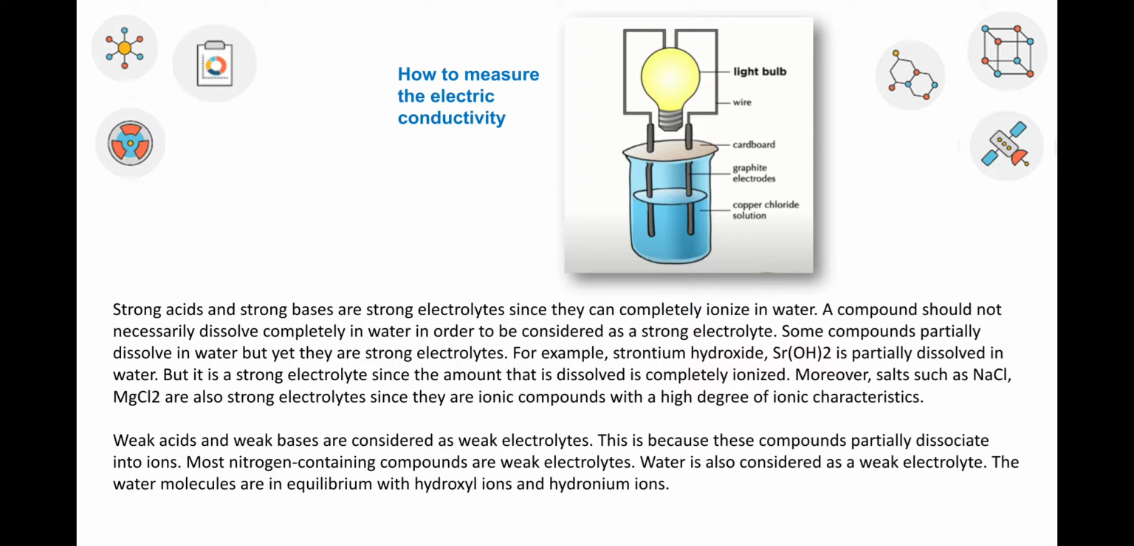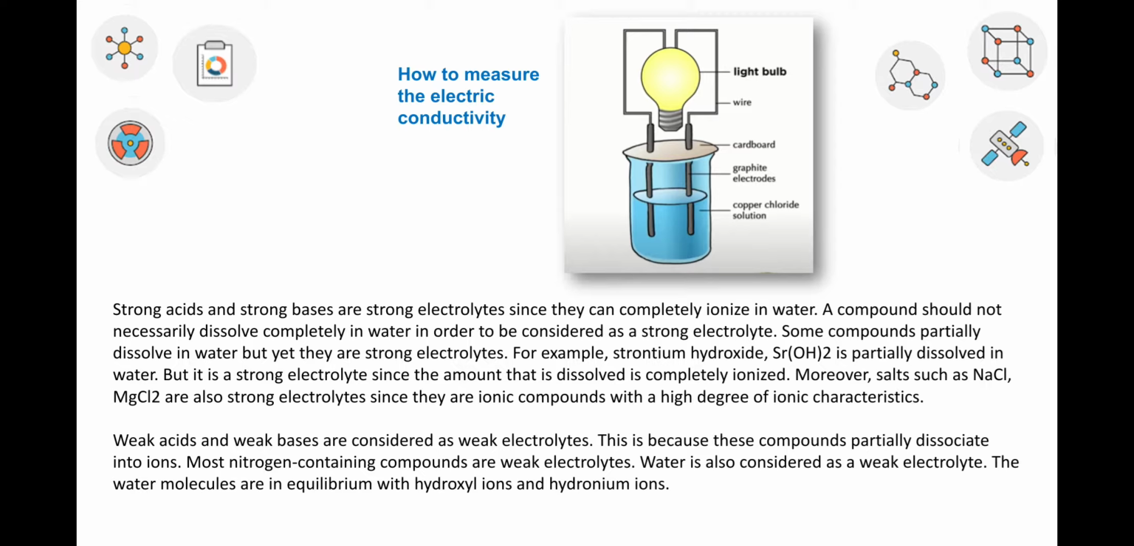Strong acids and strong bases are strong electrolytes, since they can completely ionize in water. A compound should not necessarily dissolve in water in order to be considered a strong electrolyte. Some compounds partially dissolve in water, but yet they are strong electrolytes. For example, strontium hydroxide is partially dissolved in water, but yet it's a strong electrolyte, since the amount that is dissolved is completely ionized. Moreover, salts such as NaCl and MgCl2 are also strong electrolytes, since they are ionic compounds with a high degree of ionic characteristics.